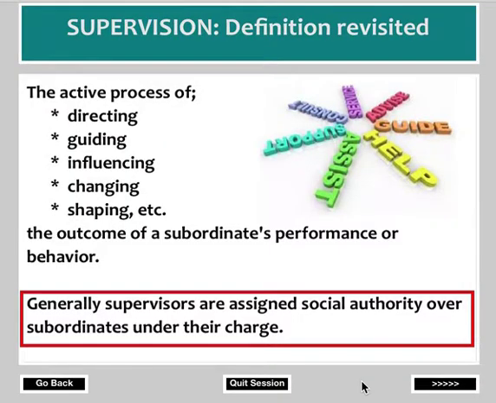So let's take a look here. This was the definition that was presented in video 1. Supervision is the active process of directing and guiding, influencing, changing, shaping the outcome of a subordinate's performance or behavior. And we talked about change and the importance of that. Now, for this video, I want to talk about this part of the definition: generally, supervisors are assigned social authority over subordinates under their charge. And I want to talk about the concept of social authority.